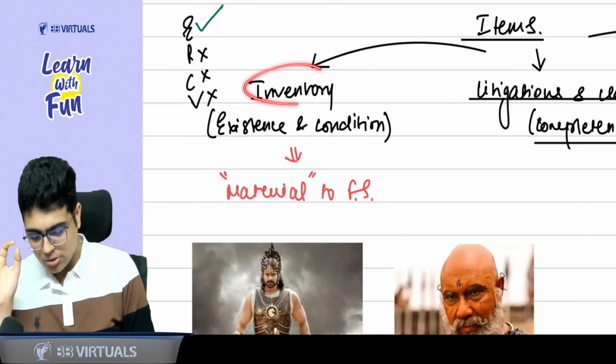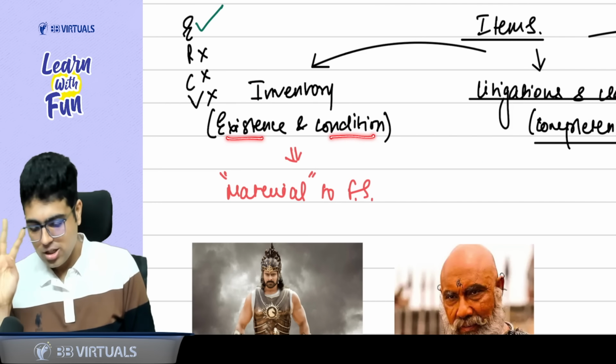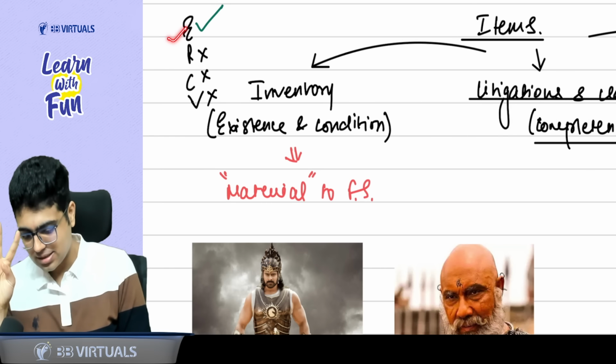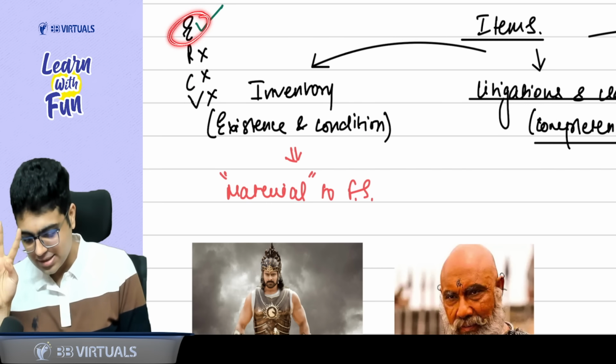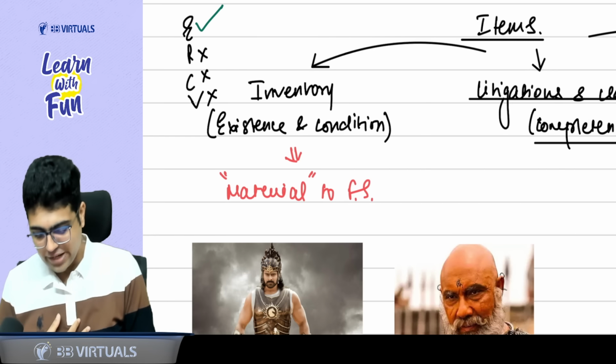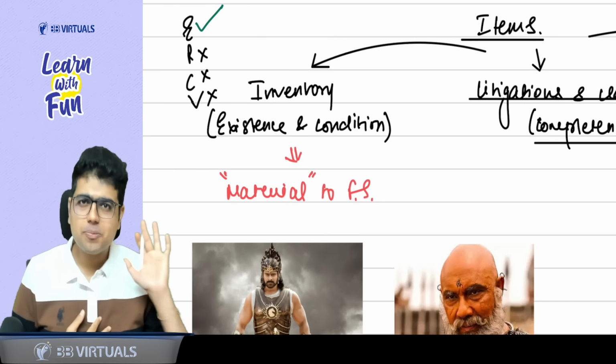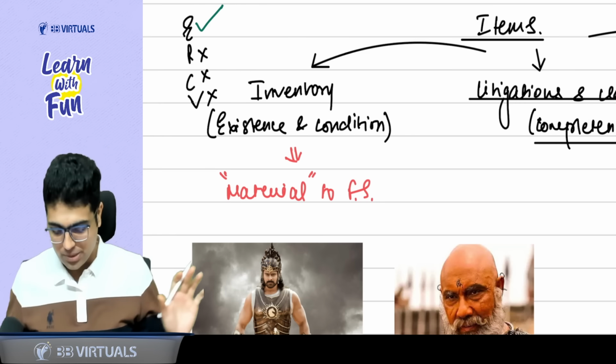First of all, talking about inventory, what is the specific consideration? Existence and condition. Generally there are four assertions: existence, rights, completeness, valuation. Right now we are focusing on existence and condition. Always remember this standard will be applicable when inventory is material to the financial statements. If inventory is not material, this standard will not be applicable.